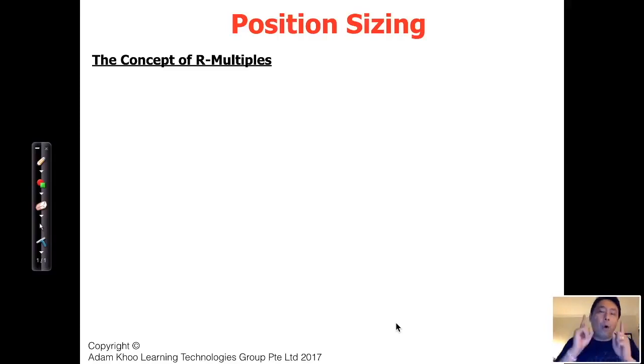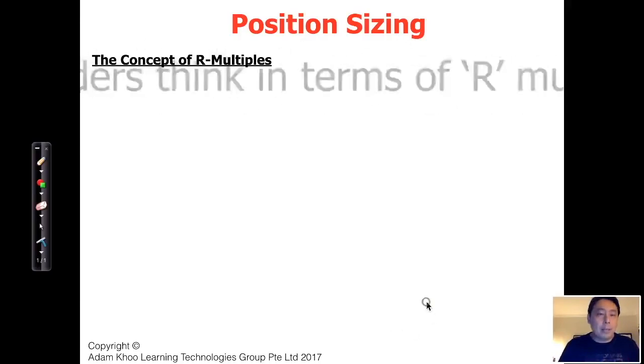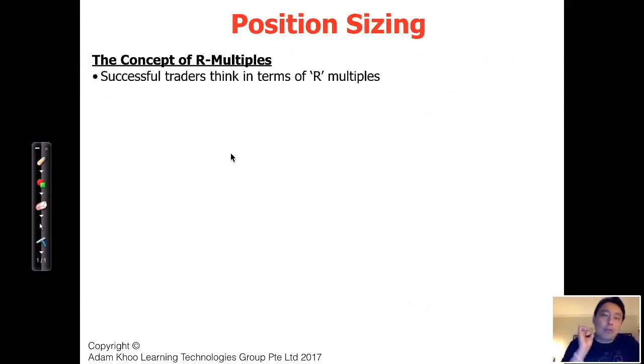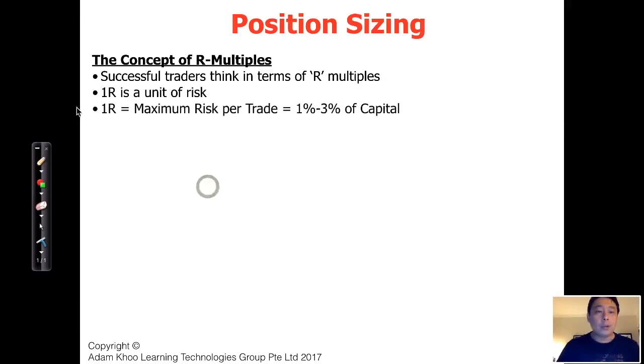So the key is to always think in terms of R multiples, right? What does that mean? Successful traders always think in R multiples, so they mentally disassociate from the money they're trading, okay? So what is 1R? 1R is a unit of risk. Again, 1R is the maximum risk you're taking per trade. So 1R could be 1% risk or 3% risk.